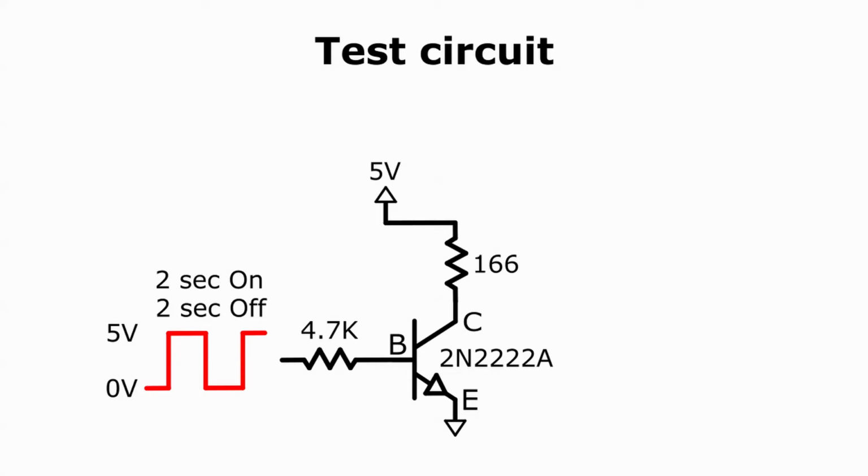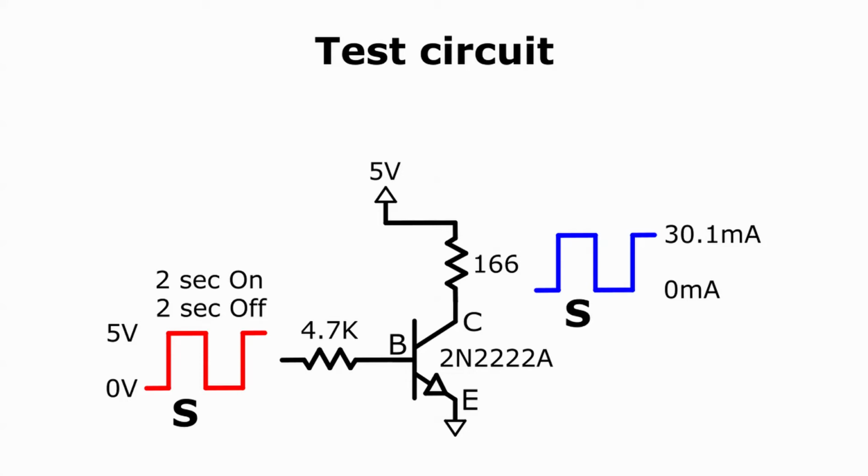The transistor will switch between saturation mode and cutoff mode. The current through the collector resistor will alternate between 30.1 milliamps and 0, as we previously calculated. When the driving voltage is high, the transistor will saturate. The maximum amount of current will flow down through the collector resistor. That's 30.1 milliamps. When the driving voltage is low, the transistor will be cut off. No current will flow through the collector resistor.